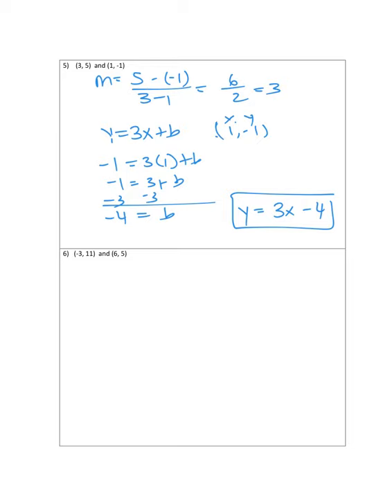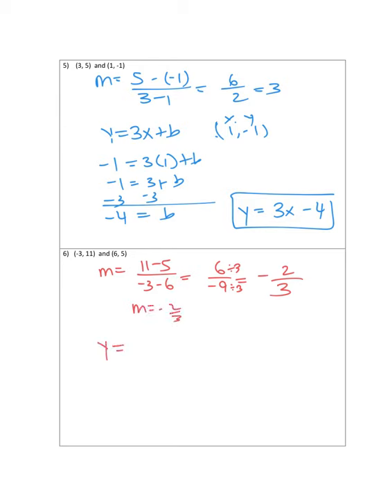And then beyond this, I think we start getting into clearing fractions. So for the next one, for my slope, I'm going to subtract 11 minus 5 over negative 3 minus 6. That's going to give me 6 over negative 9. I have a slope of negative, they're both divisible by 3, so negative 2/3. That's my slope.